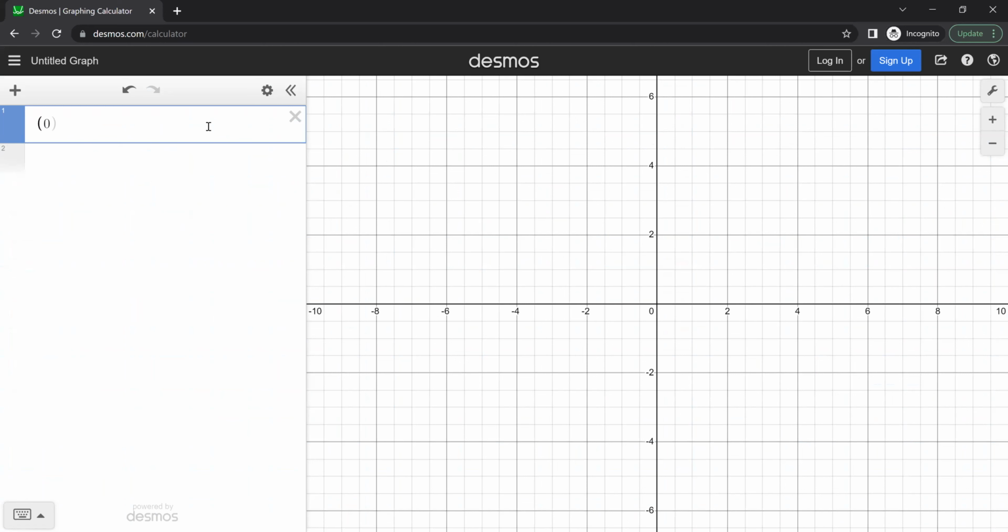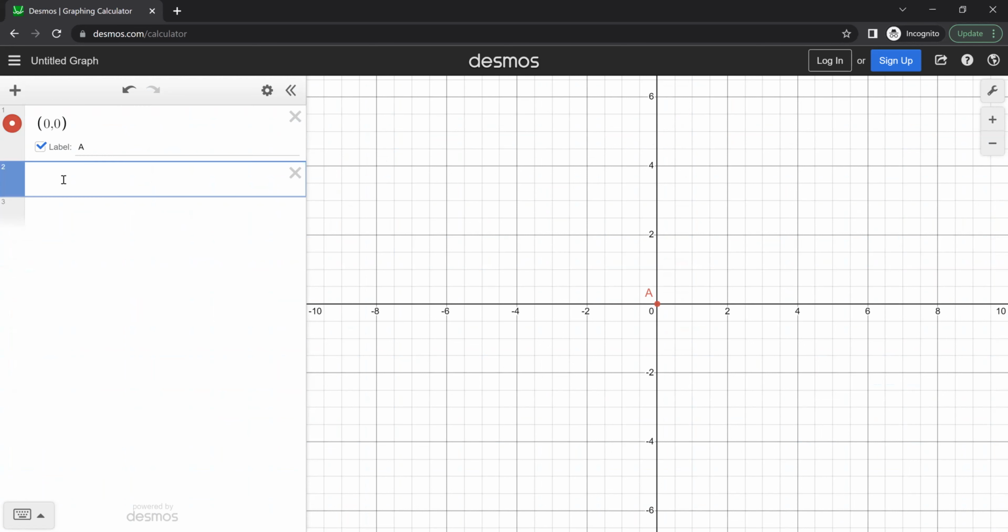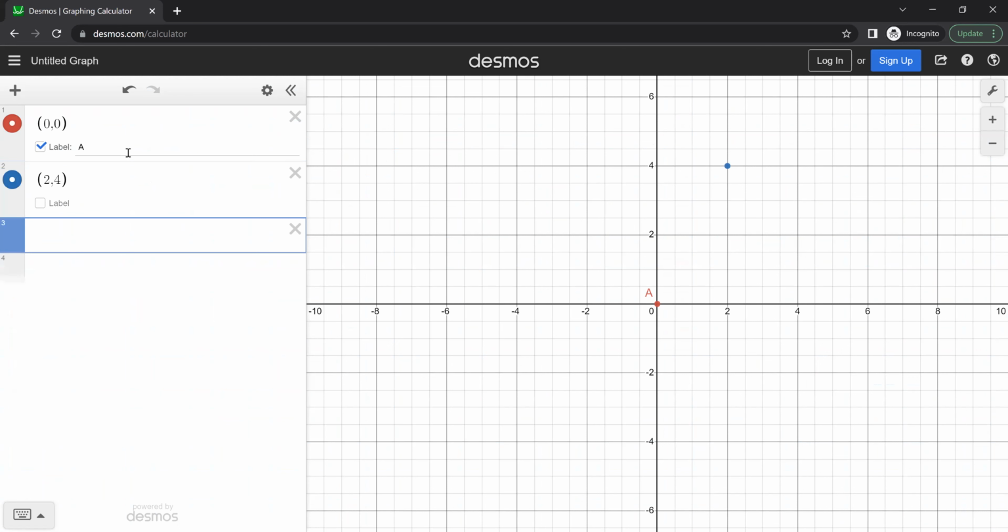I'm going to label the point zero. I'm going to plot the point 0, 0 and label it letter A. You can see it's right there at the origin. Okay. And then I'm going to go for the next point 2, 4. I'm going to label it letter B. Okay. And then our last point is 8, -4.